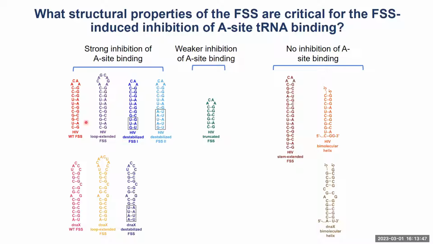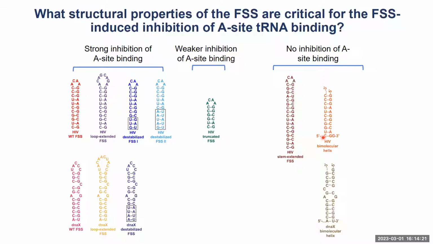The changes in stability didn't affect much the ability of stem loops to inhibit A-site tRNA binding. Truncated stem loop showed weaker inhibition of A-site binding. Extended stem loop and bimolecular helices were not able to inhibit A-site binding at all. And it sort of makes sense, because the length and the structure of a stem loop play the key role in inhibiting A-site binding, because that probably is important for docking into the A-site.